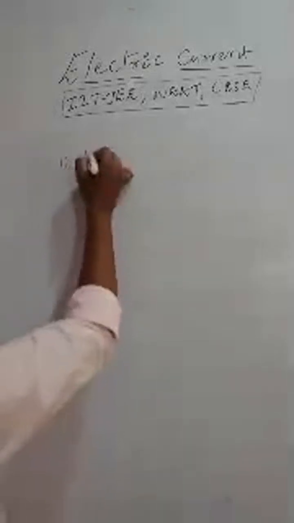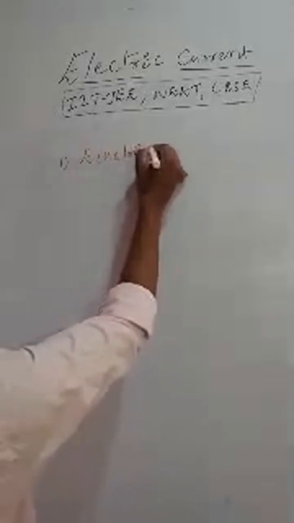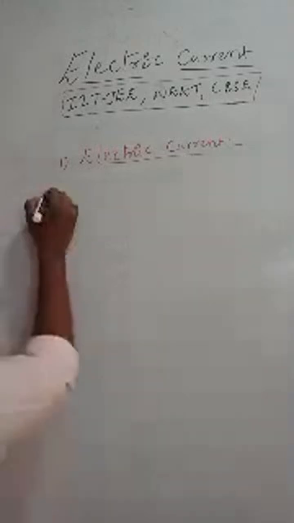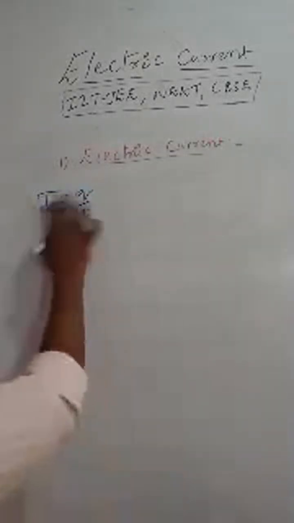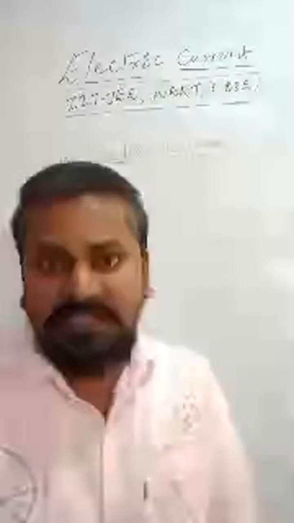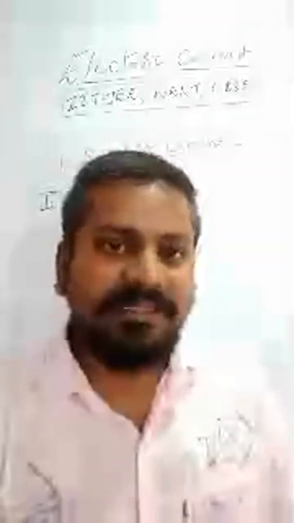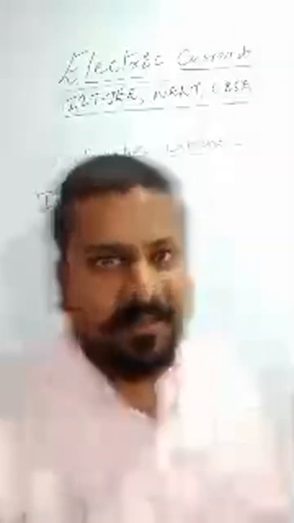First one is electric current. Electric current is nothing but the rate of flow of charge, I equal to Q by T. We can also consider it as the flow of charge through unit cross sectional area per second. The flow of charge through unit cross sectional area per second is nothing but electric current. Clear? So I equal to Q by T.